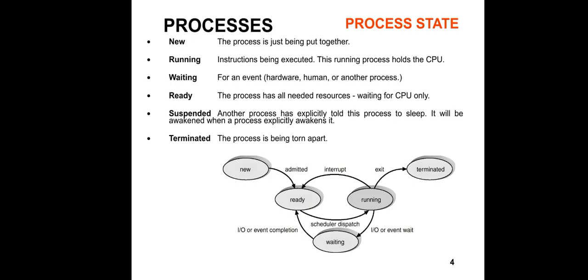A process should first enter a new state, and then it goes through running in a CPU. When the process is created in the new state, it is admitted into the ready state. In the ready state, the process decides which resources are needed to execute it.